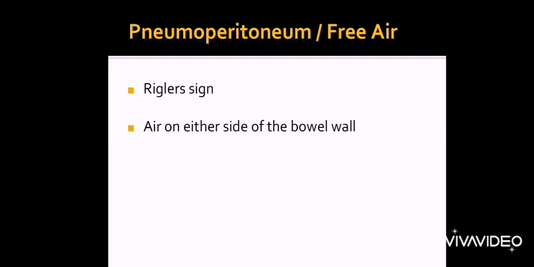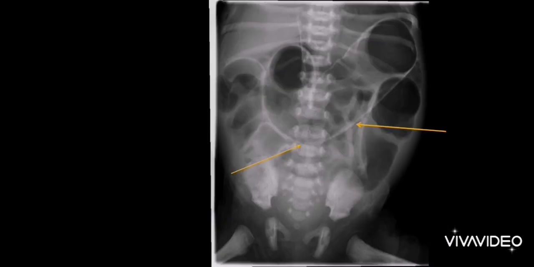Okay, so if people refer to the Rigler's sign, this is when there is air on either side of the bowel wall. It also might be called the double wall sign. So it's kind of where gas is outlining both sides of the bowel wall. So it may appear like this white line.